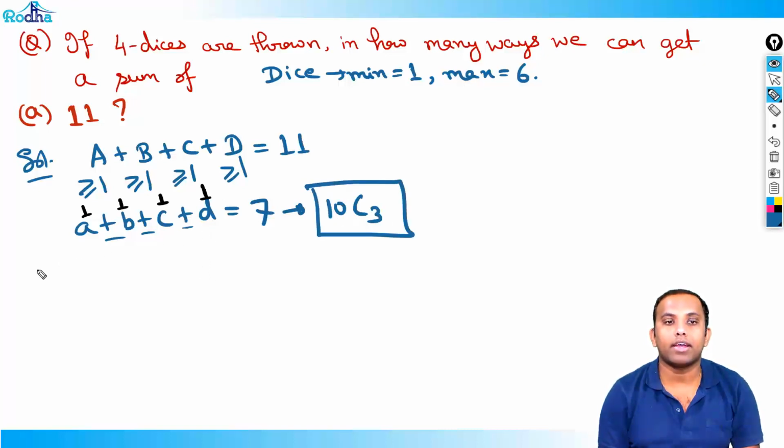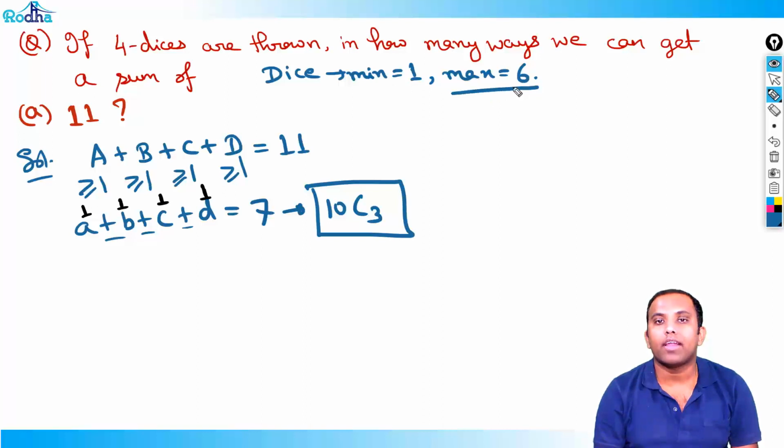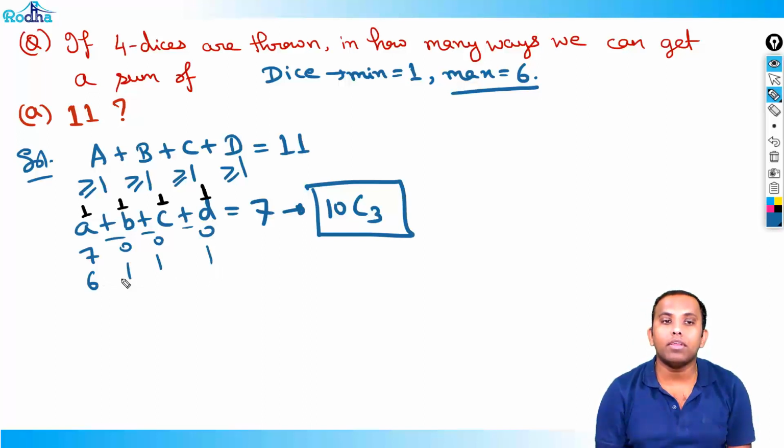But again, same thing, because 10C3 cannot be the answer. A plus B plus C plus D equal to 7, so after giving 1, 1, 1, 1 to the dice, we have to take care of the maximum limit as well. In the last question, the maximum limit was not exceeding 6. Here, if I write A plus B plus C plus D equal to 7, A can take 7 also, right? 7, 0, 0, 0. Why 0, 0, 0? Because 1 is already given, so they can take 0, 0, 0 as well. Now A can be 6, B can be 1, C can be 1, D can be 1. So this can happen, right? This kind of case can happen where A, B, C, D are greater than or equal to 6.